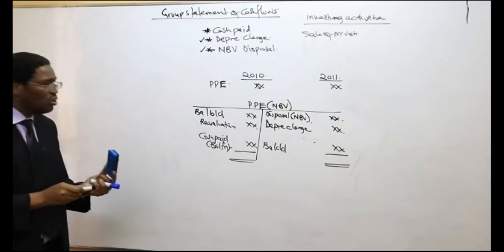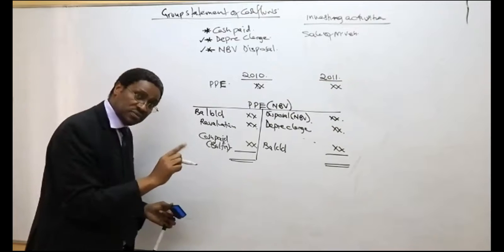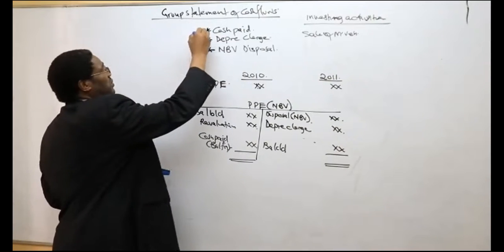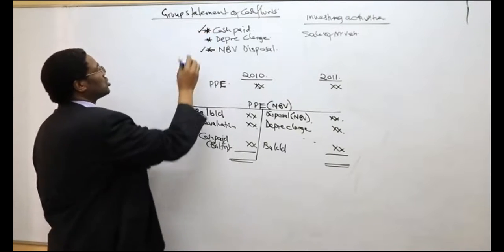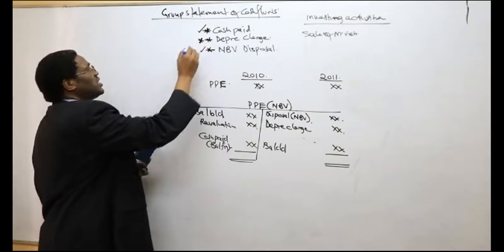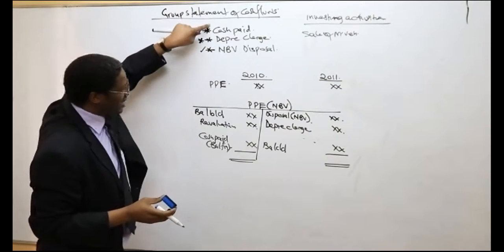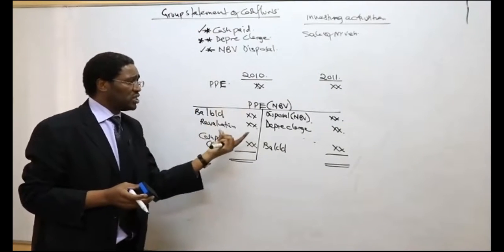So that's how we determine the cash paid to acquire new ones. Or it could be that the examiner has given you this cash paid. What he does not give you is the depreciation charge for the year. So if he does not give you the depreciation charge for the year, but he has given you the other two items, again, you still prepare the account called property, plant, and equipment.